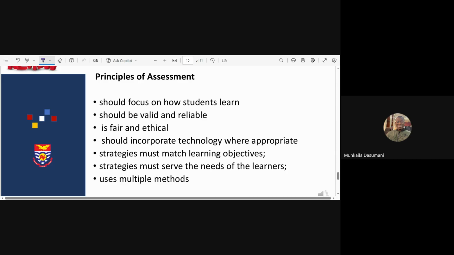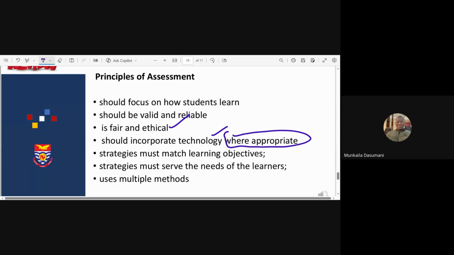It should be fair and ethical, and then should incorporate technology where appropriate. That's the principles of assessment. It should be fair. One of them should be focused on student learning. It should be valid and reliable. It should be fair and ethical. And I hope you know the fair and ethical. And then technology, where appropriate. Not everywhere you can incorporate technology, but it should incorporate.